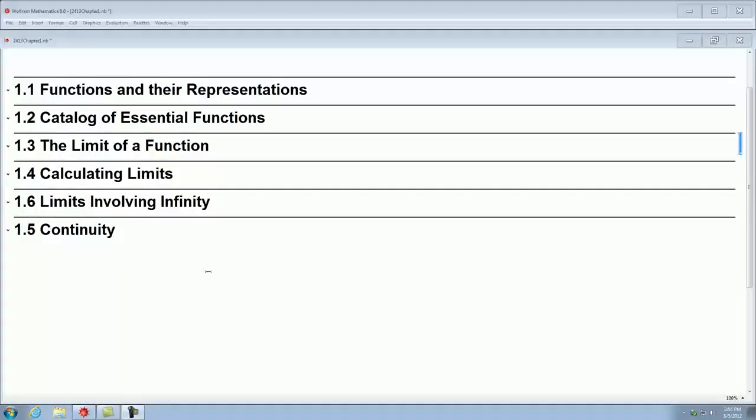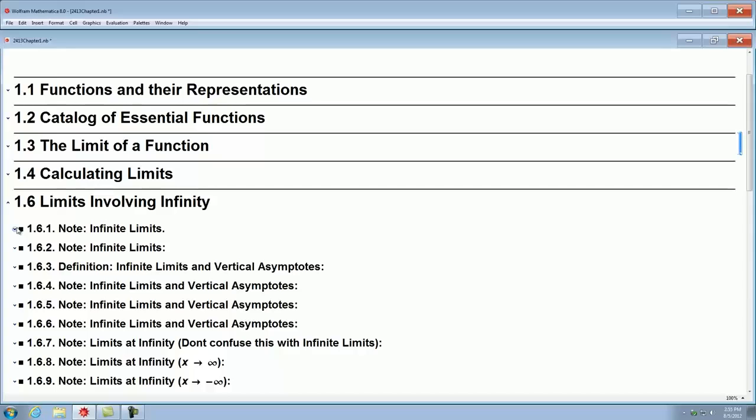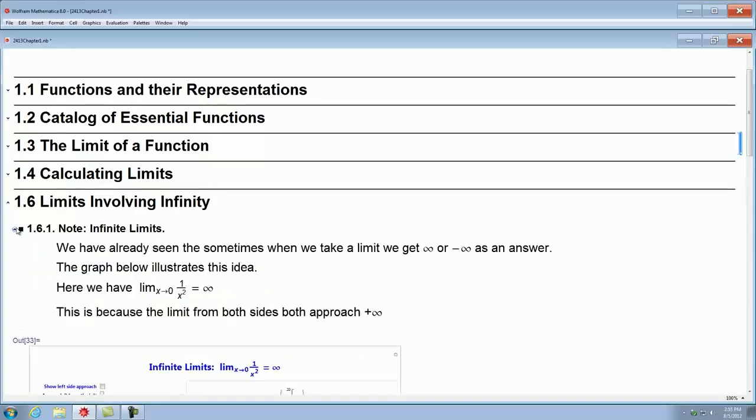Okay, we're going to skip around in the book here just a little bit. I'm going to go to 1.6 before I do 1.5. So, limits involving infinity. All right, first note here, infinite limits.